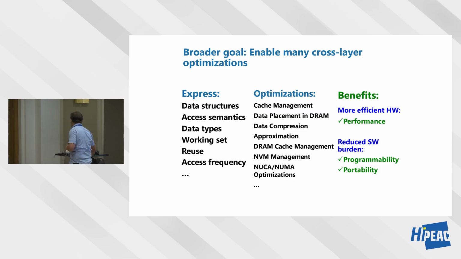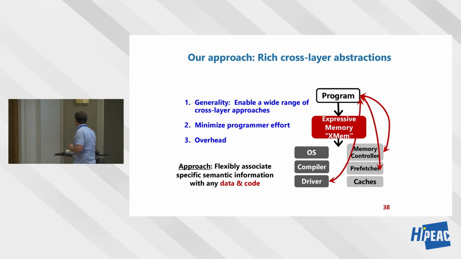I'm going to show you the key idea, how you do it general purpose. Basically, we have an interface that interfaces the program with the hardware, and this interface is supposed to provide cross-layer abstractions. We want generality in this interface so that we can express almost anything that the programmer can come up with, which is not easy. And we want to minimize programmer effort and overhead. So the approach we took in this work was to flexibly associate specific semantic information with any data. In this particular work it was data, but I think this could be generalized to code as well, like instruction memory.